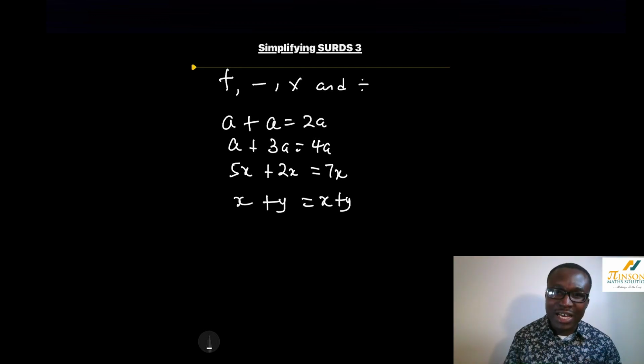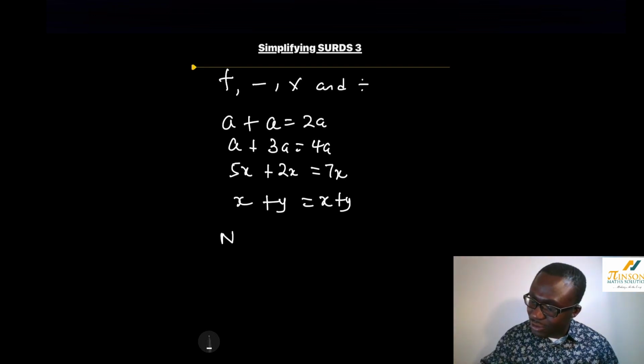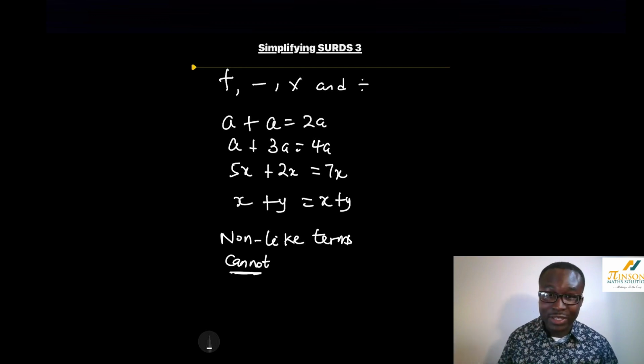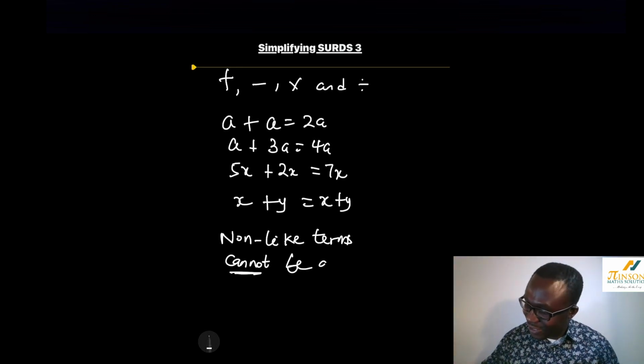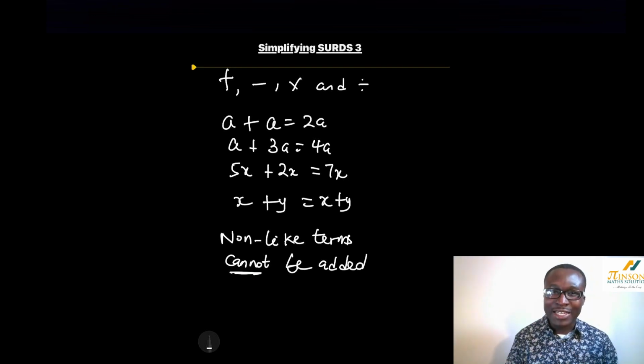I cannot add them. Why? Because they are non-like terms. So we know that non-like terms cannot be added. They are not alike. The emphasis is cannot. Trust me, you cannot add them. They are not alike, they are different.